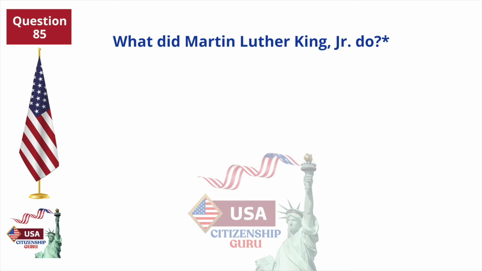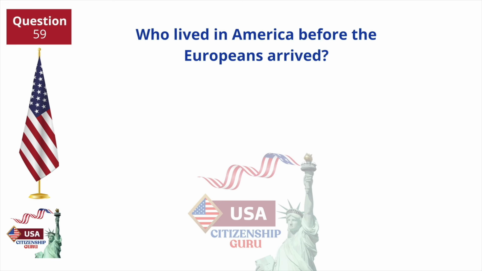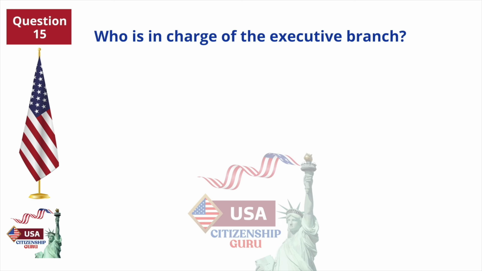What did Martin Luther King Jr. do? Fought for civil rights. Who lived in America before the Europeans arrived? American Indians. Who is in charge of the executive branch? The president.